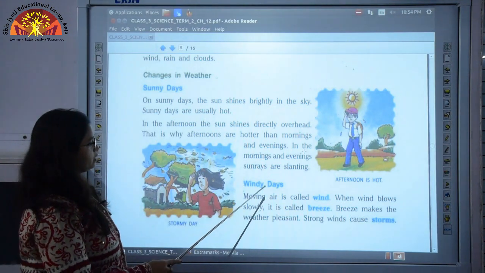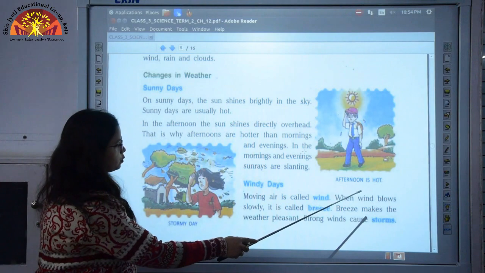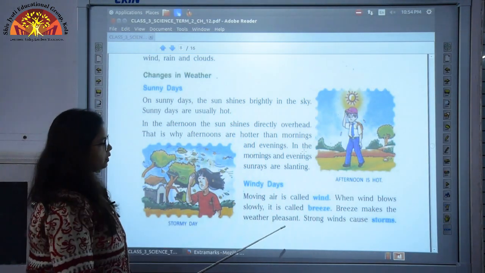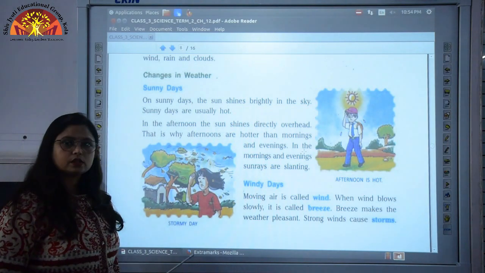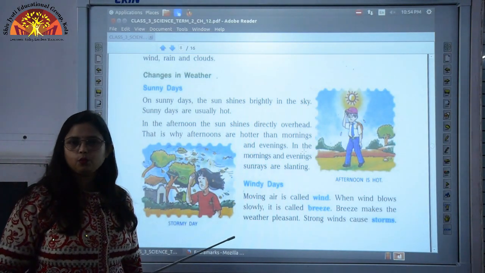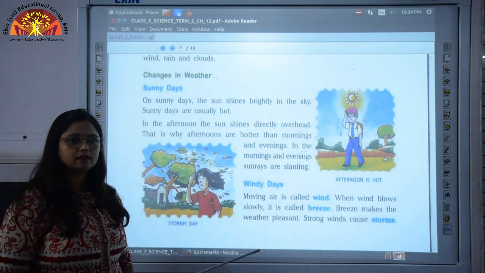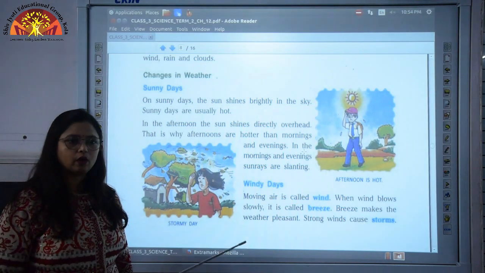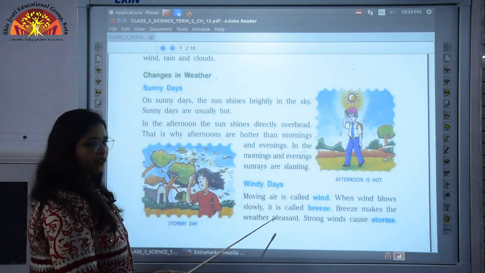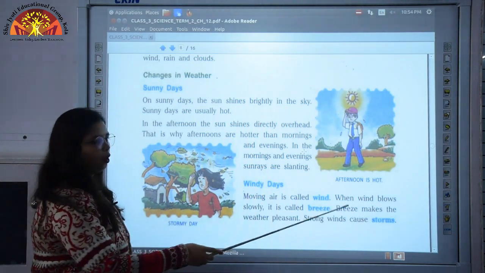Then there are windy days. Moving air is called wind. When wind blows slowly, it is called breeze. Breeze makes the weather pleasant. So children, what is wind? Wind is moving air. When this air moves slowly, we like it and we feel happy in such weather conditions, and this type of air which moves slowly is called breeze. It makes the weather pleasant, but strong wind causes storms.